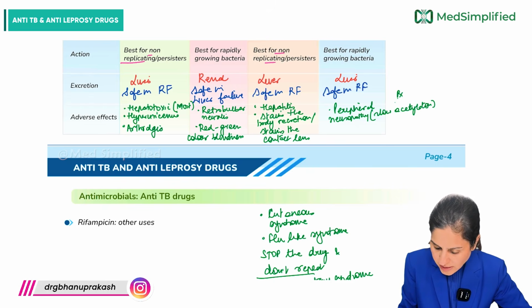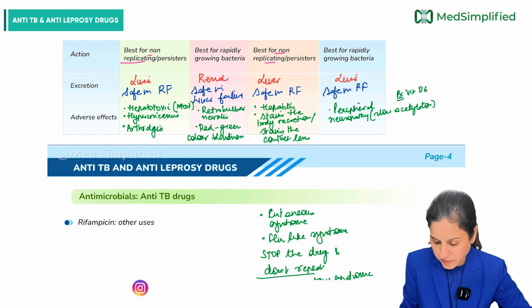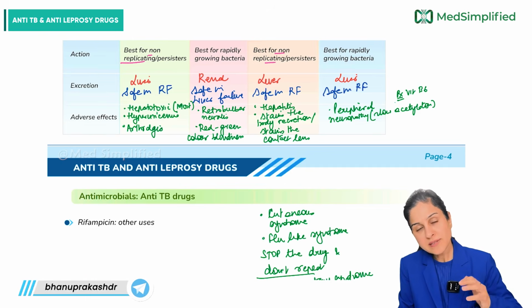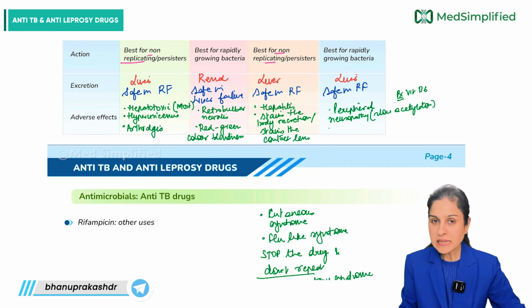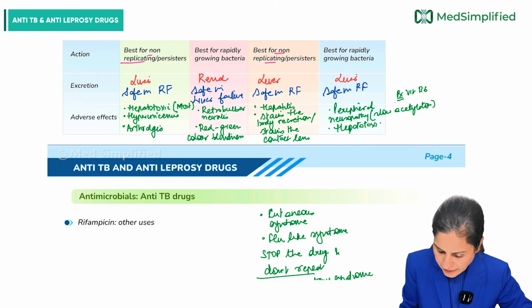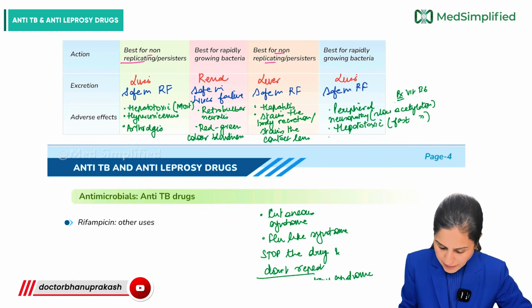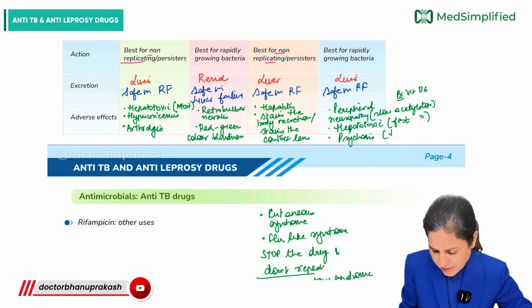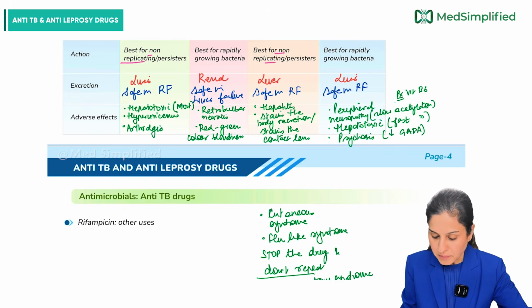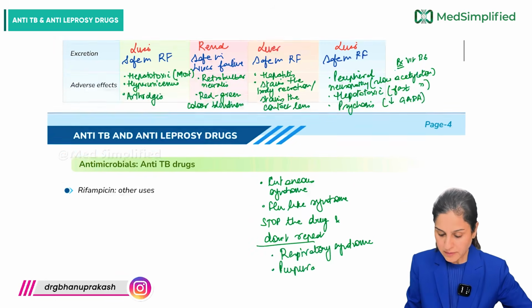And the treatment is to give vitamin B6, pyridoxine. To prevent this, whenever we are starting anti-TB therapy, we always give pyridoxine prophylactically, 10 milligrams per day. Then the second one is hepatotoxicity, and this is more common in fast acetylators. And the third one, it can cause psychosis. It decreases the levels of GABA. So these are the major adverse effects seen with these particular drugs.